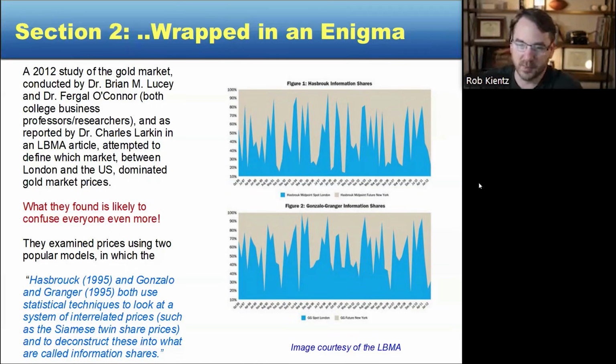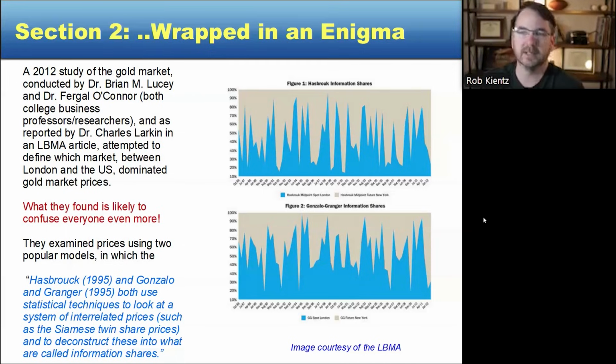It attempted to define which market between London and the US dominated gold market prices, and what they found is likely to confuse everyone even more. Or maybe illuminate something for you if you've spent as much time in this field as I have. They examined prices using two popular models. So they took some statistical models, which you could look at as twin share prices, basically two markets competing in prices, and applied it to the gold sector. They used the Hasbrouck 1995 model and the Gonzalo and Granger 1995 statistical models to look at a system of interrelated prices to deconstruct these into what are called information shares.